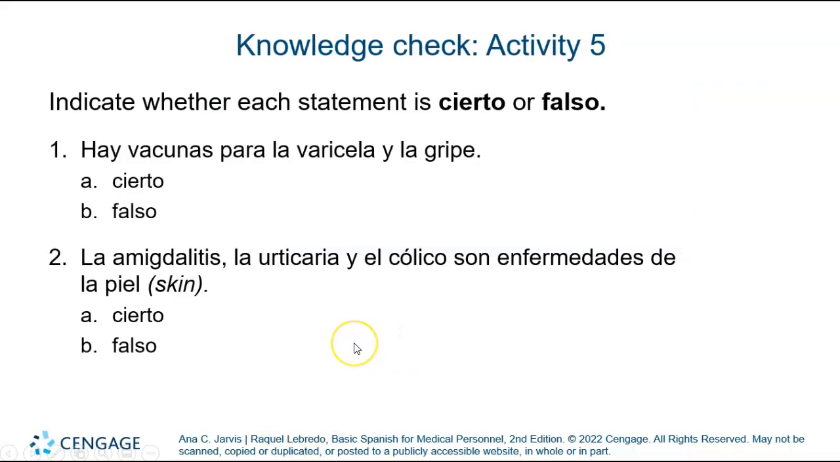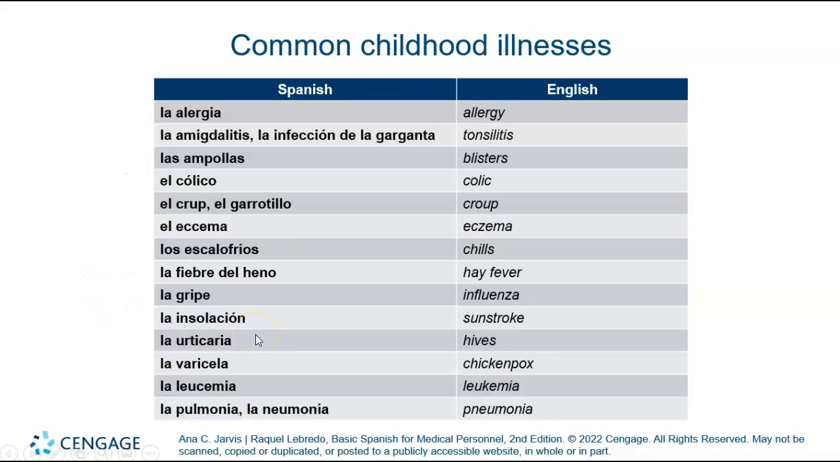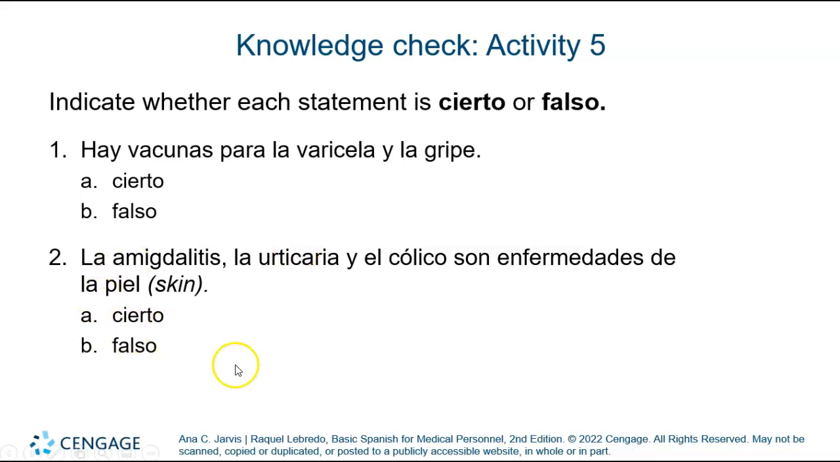So lastly, let's do a little practice. Indicate if it's cierto o falso. Hay vacunas para la varicela y la gripe. Y la amigdalitis, la urticaria y el cólico son enfermedades de la piel. So pause, please take time, go back to this chart, look over it. But what do you say? I'm going to make sure to show you the answer, so take your time.